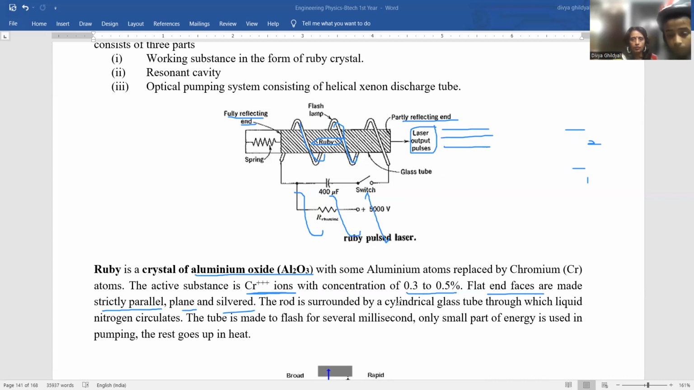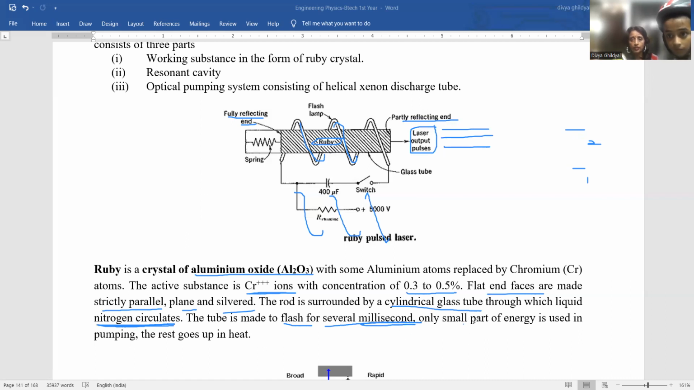The rod is surrounded by a cylindrical glass tube through which liquid nitrogen is circulated. Liquid nitrogen is circulated here to keep it cool because this laser gets heated up very soon. So we have to circulate liquid nitrogen continuously so that this does not become too hot. And the tube is made to flash for several milliseconds. Now, a millisecond is a very small time.